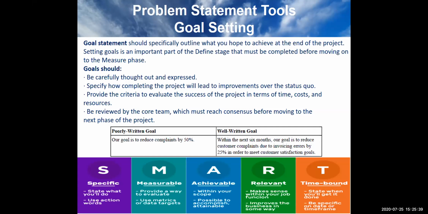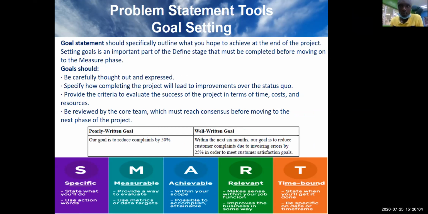It should be measurable, by 25%. It should be achievable, because within the next 6 months. It should be relevant. It makes sense within our organization because we want to do it to meet our customer satisfaction goal. It should be time bound, and time bound means this is when we want to do it. So your goal should have elements of SMART so that it becomes a well-crafted goal.